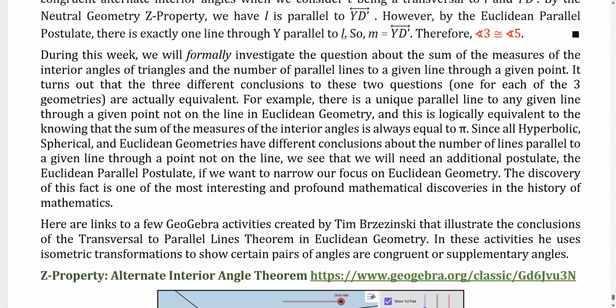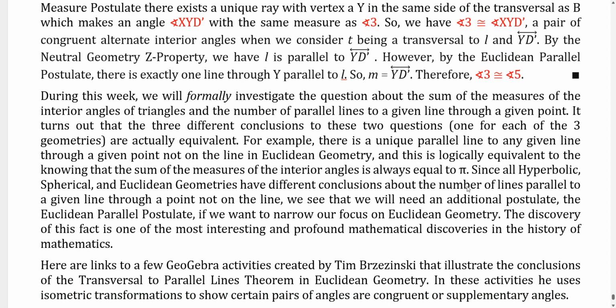So during this week, we're going to formally investigate the question about the sum of the measures of the interior angles of a triangle, and the number of parallel lines to a given line through a given point. It turns out the different conclusions of these two questions, one for each of the three geometries, are actually equivalent. For example, if there's a unique parallel line to a given line through a given point not on the line, this is logically equivalent to knowing the sum of the angle measures of the interior angles is always equal to pi, or 180 degrees.